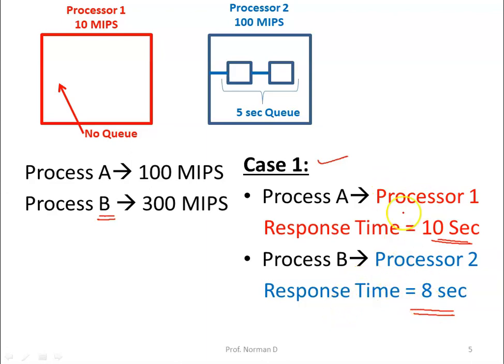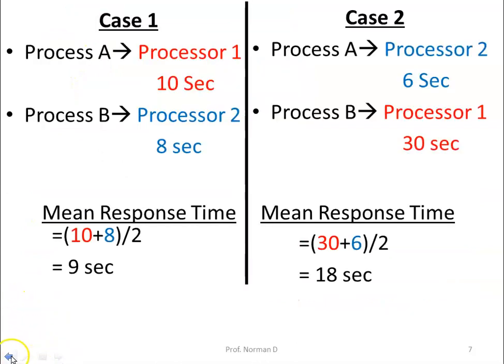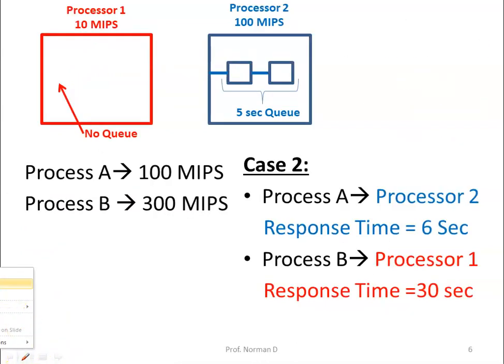We will reverse this order. In case 2, after reversing the order, we are executing process A on processor 2 and process B on processor 1. So in this case, the response time of process A on processor 2 is 6 seconds and the response time of process B on processor 1 is 30 seconds.